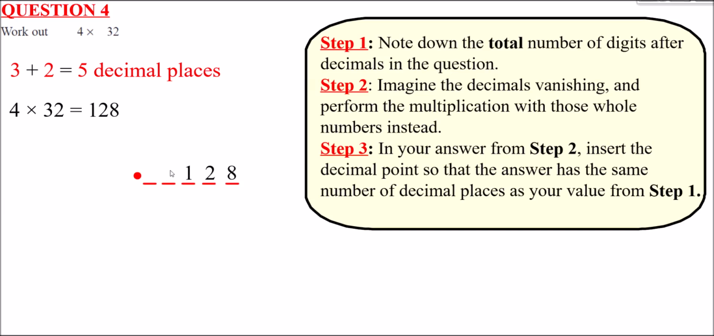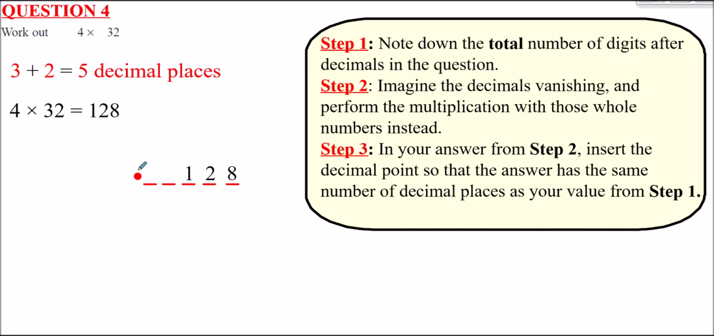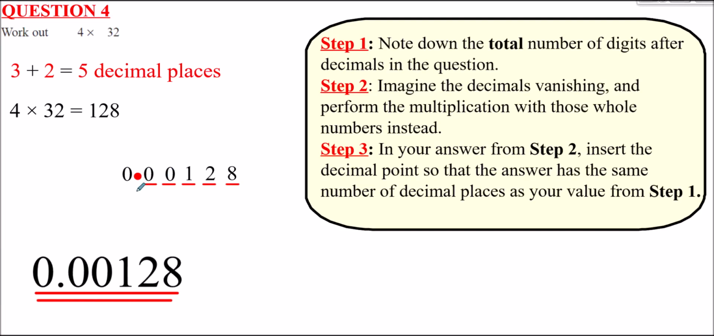I've got nothing in this place, nothing in this place, and nothing before the decimal, which looks slightly strange, of course. So what's nothing mathematically? We need to insert a 0 in each empty space, because as obviously you've remembered that nothing mathematically is represented by a 0. So nothing, nothing, nothing must become 0, 0, 0, like so. So our final answer is 0.00128. So that's our final answer, therefore question 4 completed.